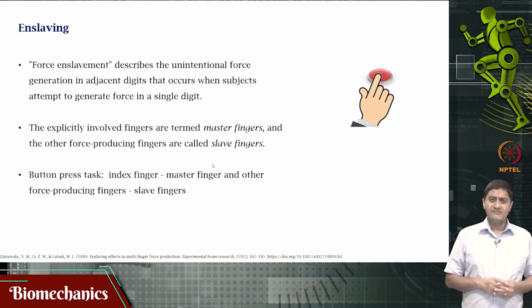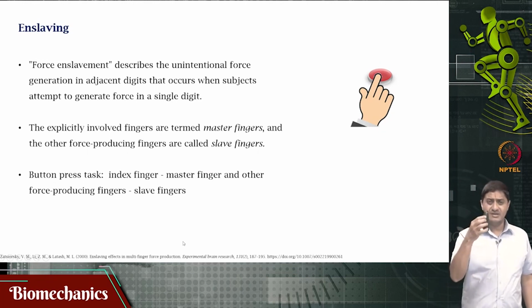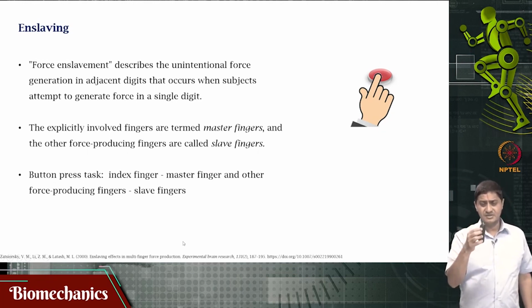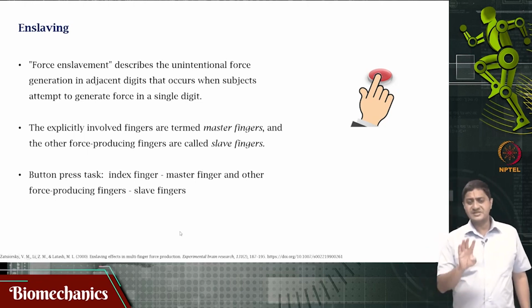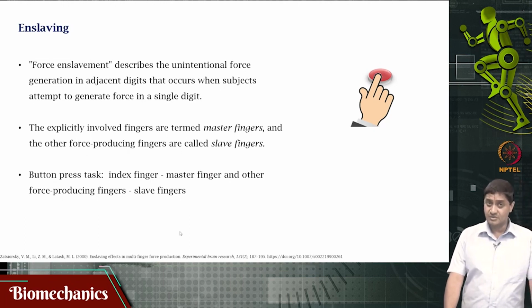Okay. When this form of enslavement happens in the force domain, when you are pressing on an object, when you are holding this object, for example, or when I am pushing or pressing on an object and doing some pressing task, force produced by one finger affects the forces produced by the other fingers. Also, force produced by one finger is affected by the other fingers' forces. These are two different things. If the index finger is producing a force, it is affecting the force produced by middle, ring and little fingers.